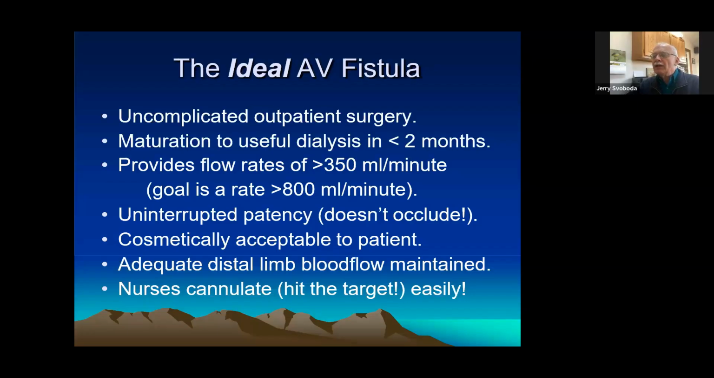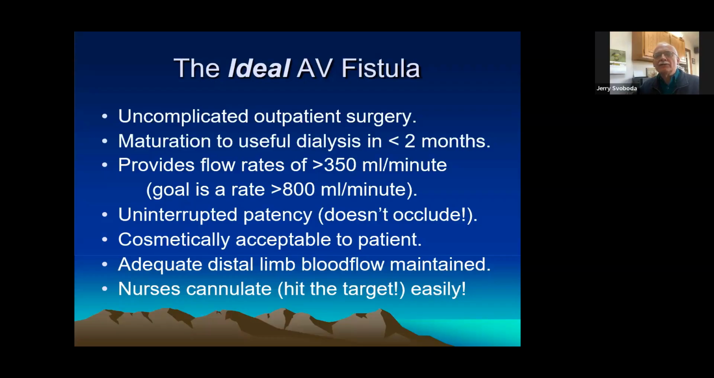I tell people when I'm explaining this to them that the fistula is ready to use in between 6 weeks and 6 months. The ideal fistula has a flow rate over 350 mLs of blood. That means it can deliver to the dialysis machine that rate with uninterrupted patency. That means that the fistula hasn't blocked, and every fistula has to prove itself by being patent every day of its lifetime. Ideally, it's cosmetically acceptable to the patient and it lets enough blood go to the parts where God wants the blood to go, like the fingers or the foot. The nurses can cannulate the fistula easily.